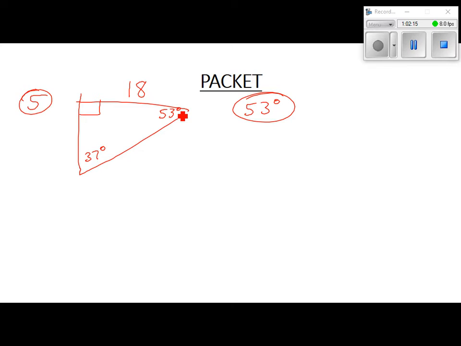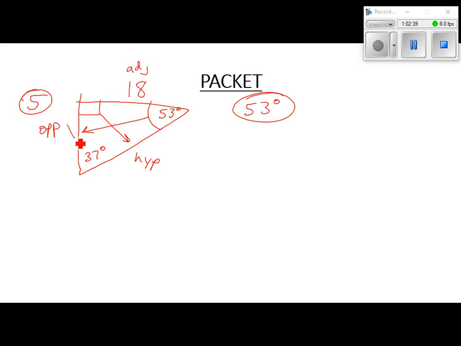Pick me an angle. 53. So if we use that 53 degrees, we're going to label this triangle. What's this side going to be labeled? Opposite. About this side? Hypotenuse. About this side? Adjacent. Which side do you want to find first? We know all the angles. We've got to find two sides. Which one do you want to find first?